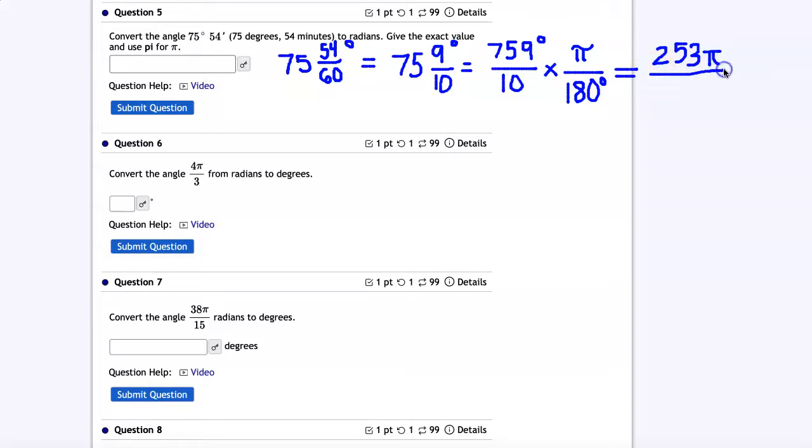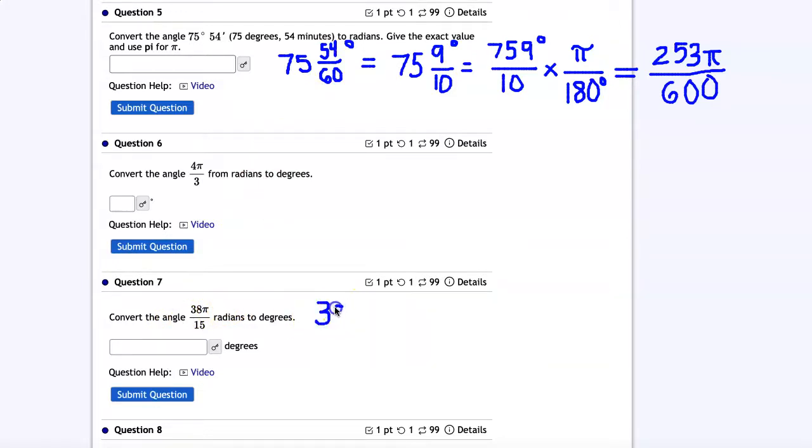It's not divisible by 9 or 2 or 5, and so that's as far as I'm going to go as far as reducing. And then of course if I divide 180 by 3 I get 60. 60 times 10 is 600. And so I have now reduced to 253 pi over 600. Now going back the other way, let's look at question 7.